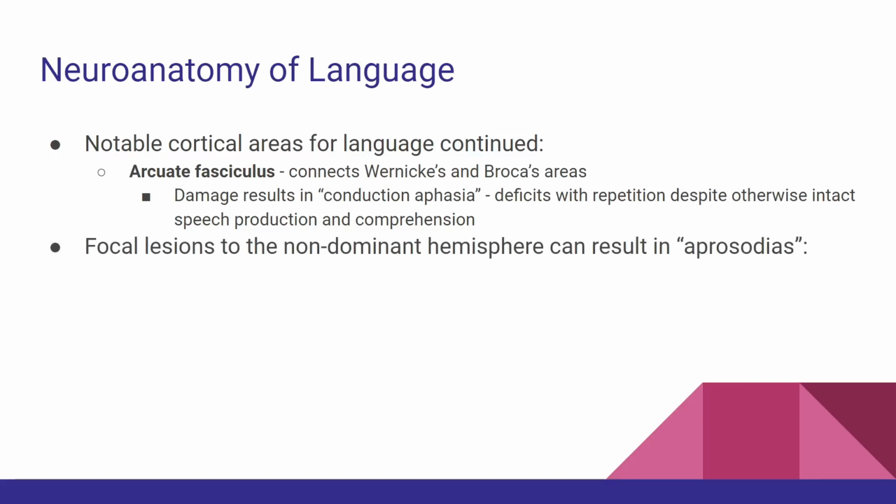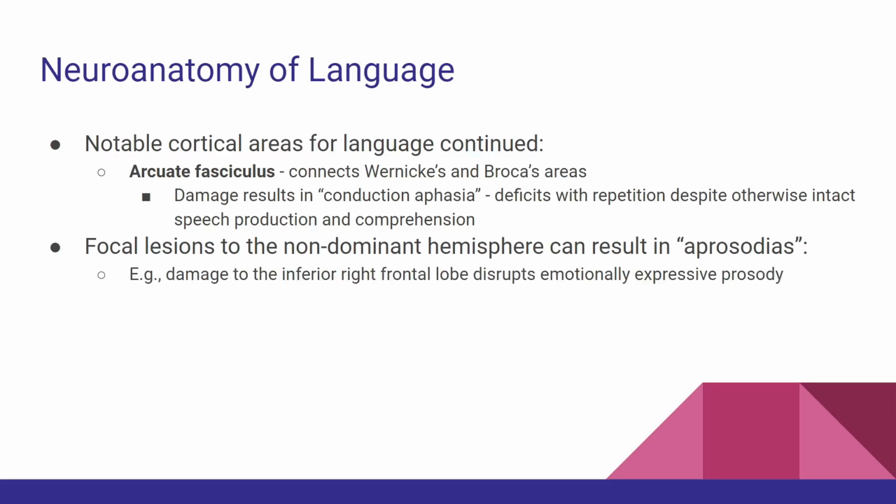When damage occurs in the non-dominant hemisphere, it can result in aprosodias. So if you suffer damage to the inferior right frontal lobe, that can disrupt your ability to emote while you're speaking, or to have your speech carry emotionally related expression. If the damage occurs in the posterior temporal parietal area of the non-dominant hemisphere, that can disrupt your ability to comprehend the prosody of other people's speech.